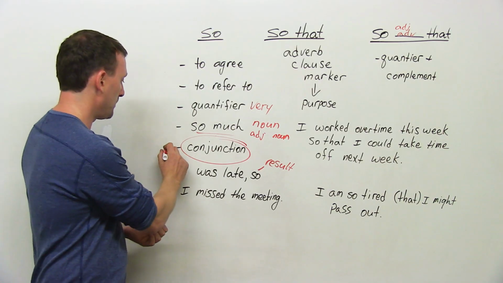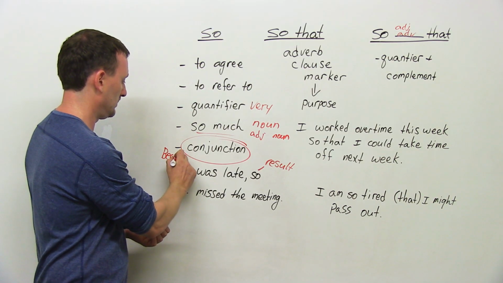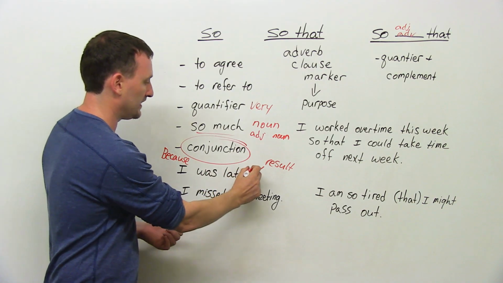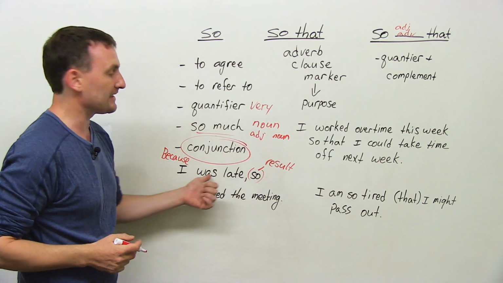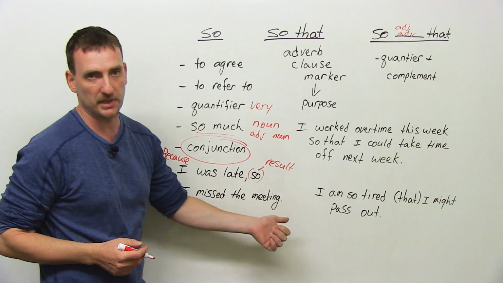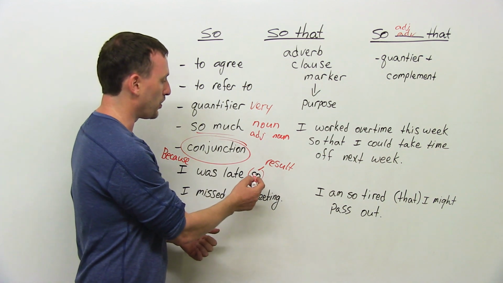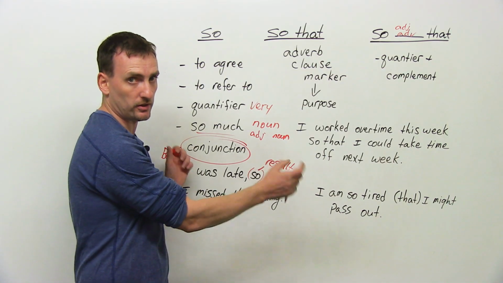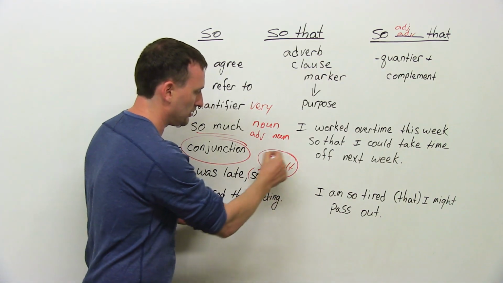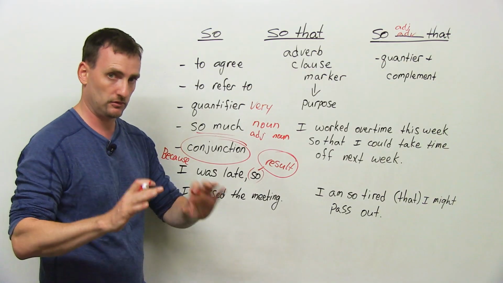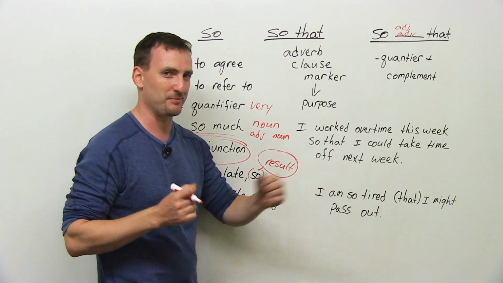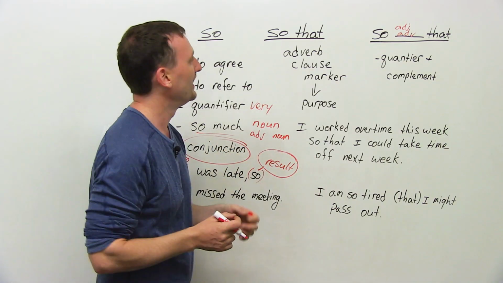You could say, because I was late, I missed the meeting. I was late, so I missed the meeting. So this is a coordinating conjunction, joining two independent clauses, and shows you result. "So far, so good." That's another expression. "So far" means until now.